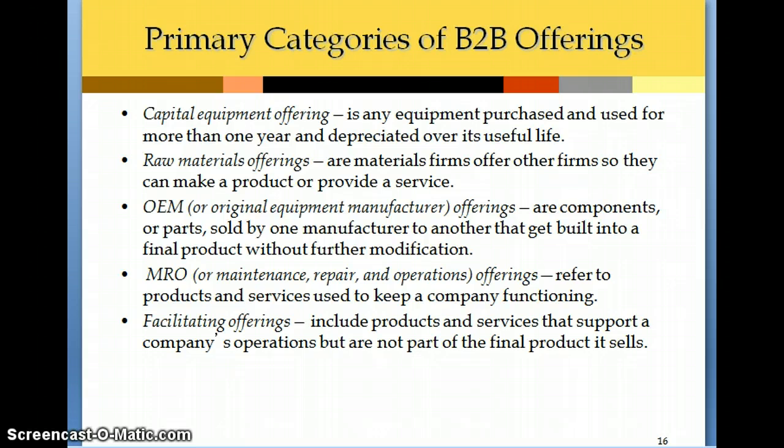MRO, or maintenance, repair, and operations offerings, refer to products and services used to keep a company functioning. Facilitating offerings include products and services that support a company's operations but are not part of the final product it sells. Examples include marketing research services, banking and transportation services, and copiers and computers.